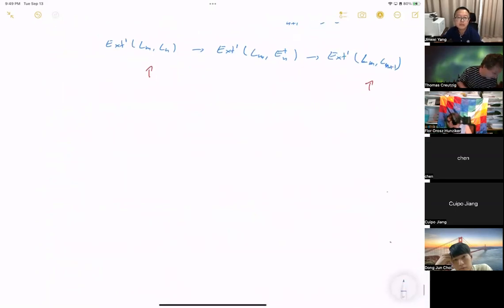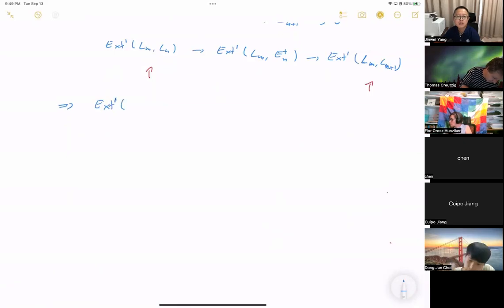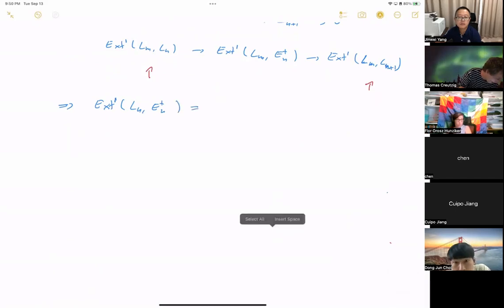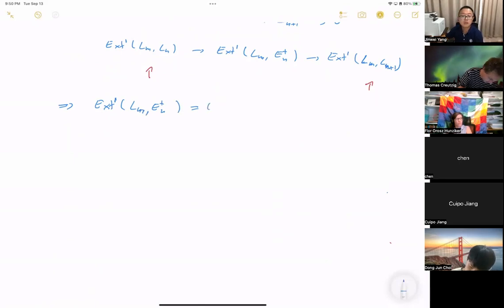And so from this, it follows immediately that we already get that Ext^1 of L_n by E_{n+m}. Of course, if we have a zero here and a zero here, which happens in most cases, then we must also get a zero in the middle. And so this means we get that this extension is zero in all cases except possibly four.